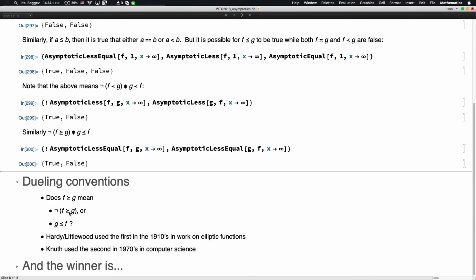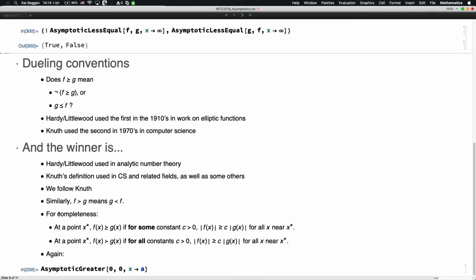And the same thing happens for less equal, which is perhaps more surprising, because while the negation of less is not greater, it's greater equal, you might think the negation of less equal is in fact greater equal, but that's not the case for the asymptotic relations. So that means we have two possible conventions for what f greater than or equal to g means. Is it not f is less than or equal to g, or is it the reverse relationship?